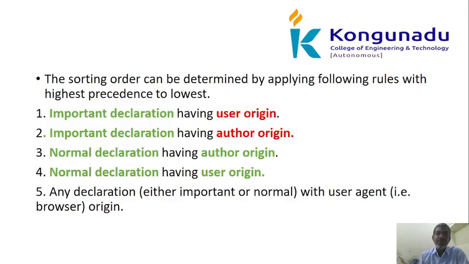We have some rules for precedence. An important declaration with user origin is the first, the highest precedence. An important declaration with author origin is the second precedence. Then a normal declaration with author origin, and a normal declaration with user origin. These are the levels of precedence. Any declaration, important or normal, from the user agent is considered the least precedence.